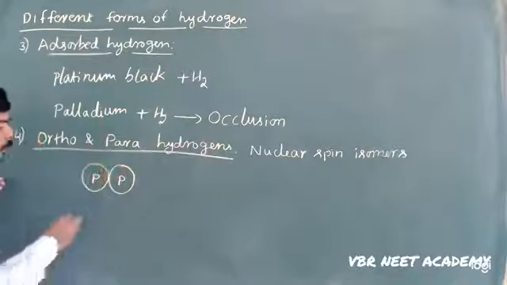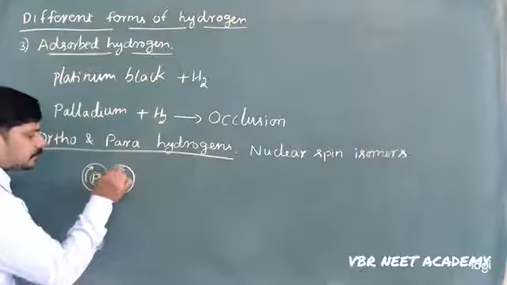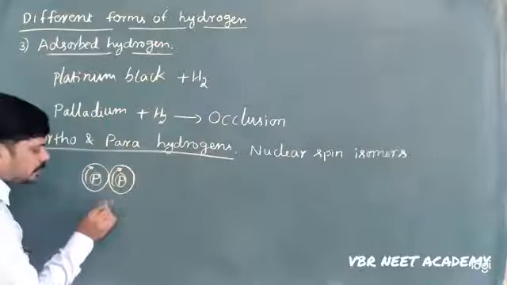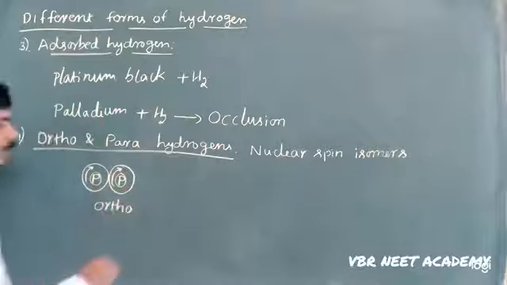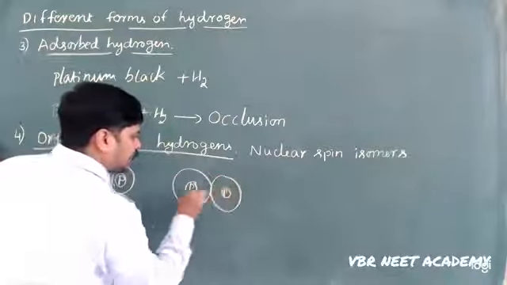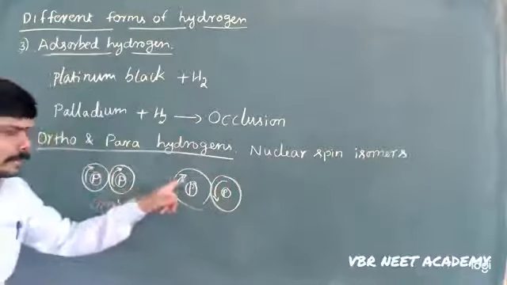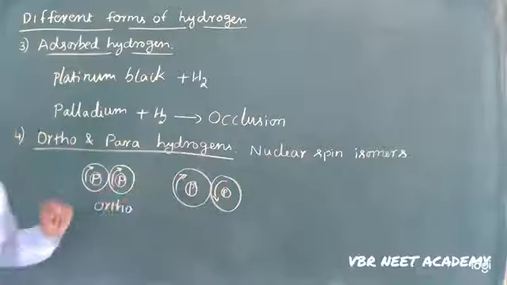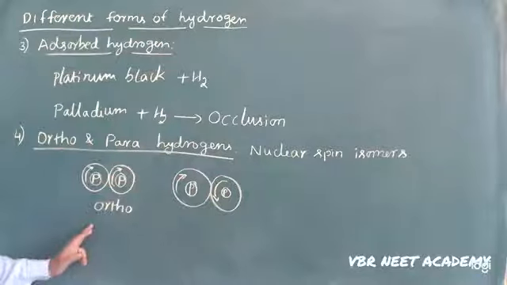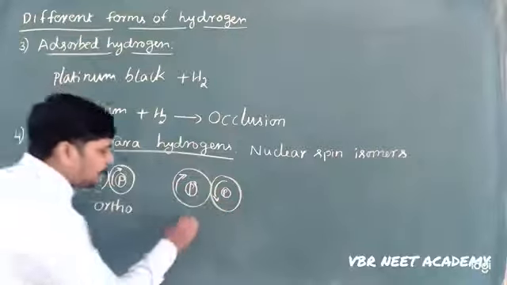The spin of proton is going to be in the same direction. If the spin of both protons is in the same direction, this is going to be called ortho hydrogen. If the spin of the two hydrogen atoms is going to be opposite, is it clear now for everyone? Where I am writing the arrow mark, that is indicating the spin of proton. Now both spins are going to be in the same direction. That is going to be called ortho hydrogen. If the spin of both protons is opposite to one another, it's going to be called para hydrogen.